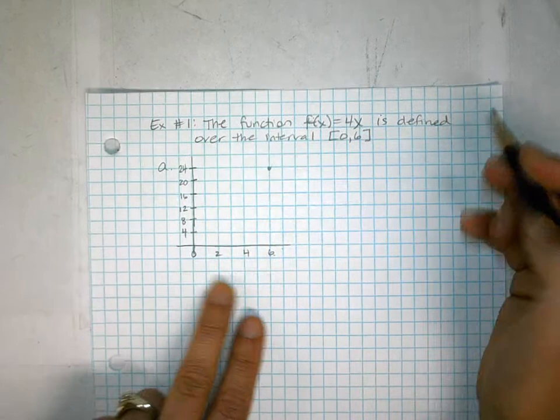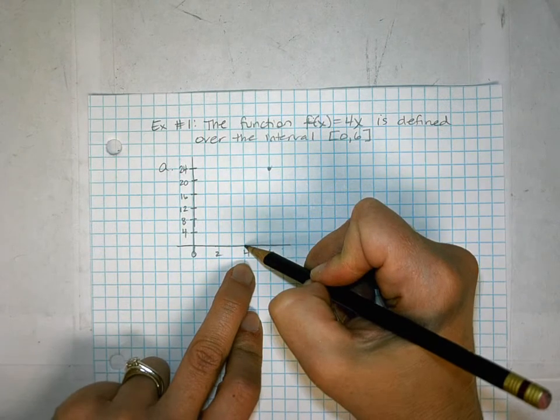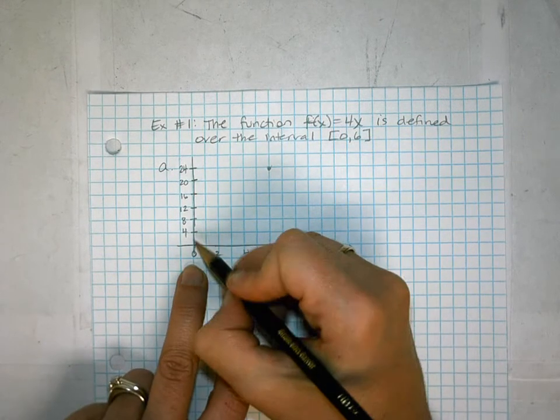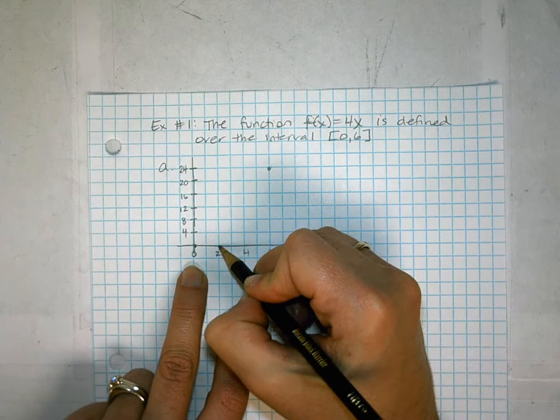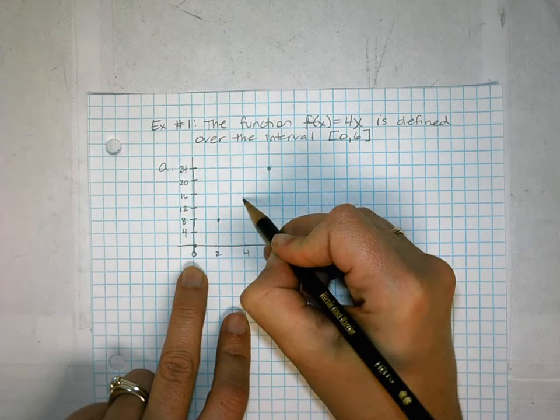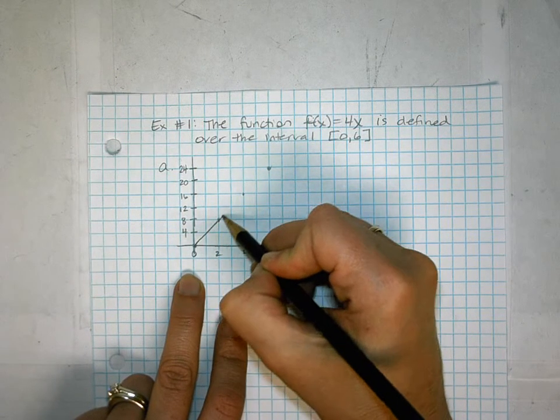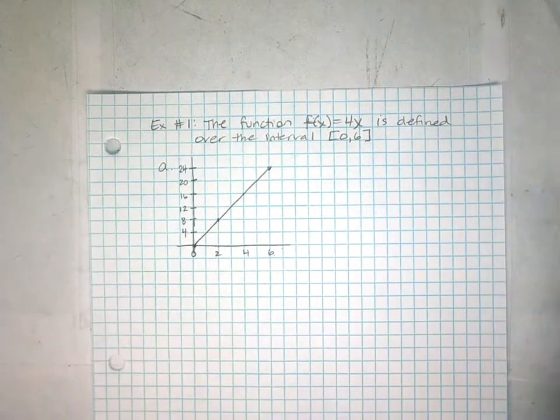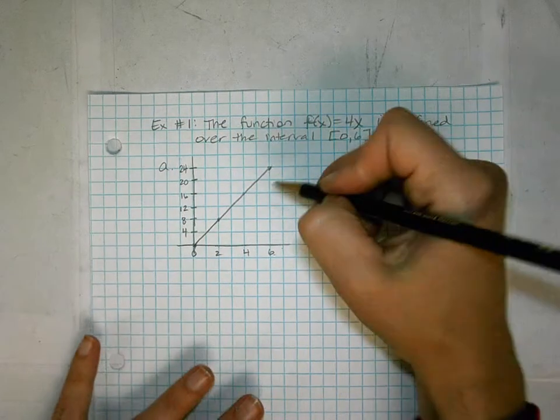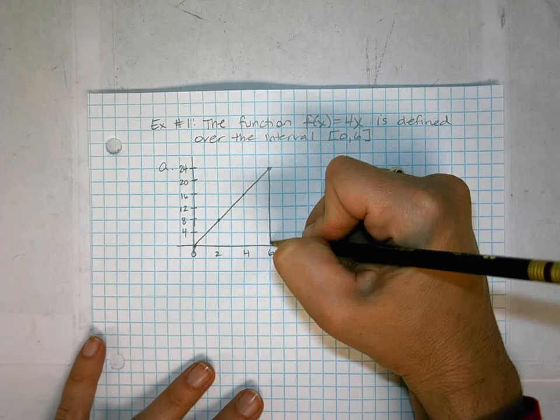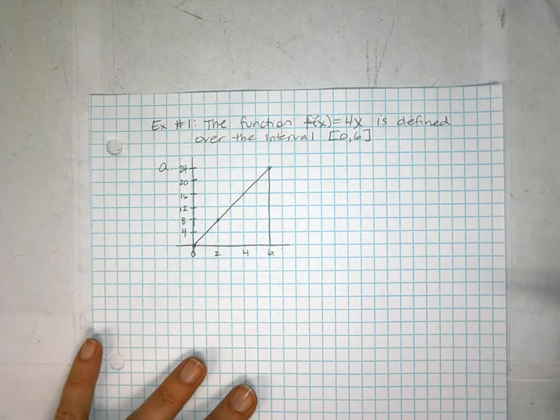Now, at 4, I'm just going to plot this. So at 0, I get 0. When I plug in 2, I get 8. When I plug 4 in, I get 16. And I should have a straight line with a y-intercept of 0 and a slope of 4. Now, they're asking me for the area of this triangle.